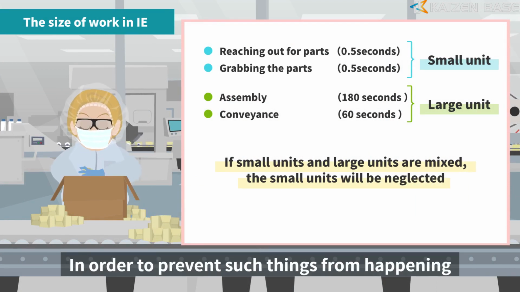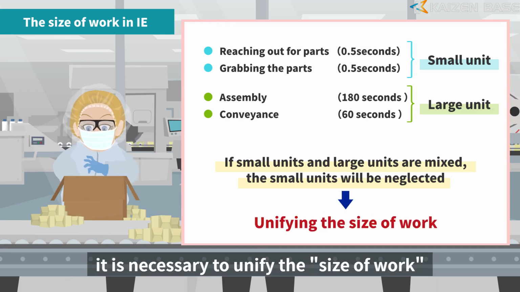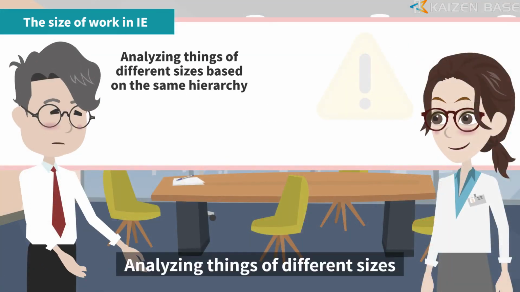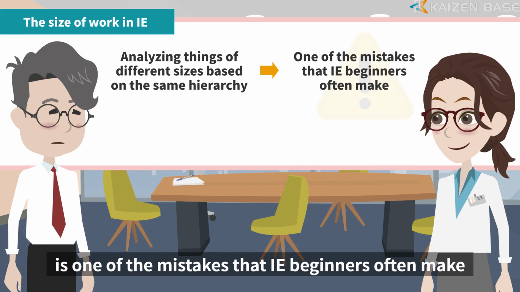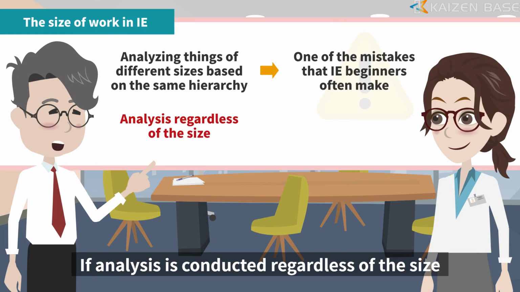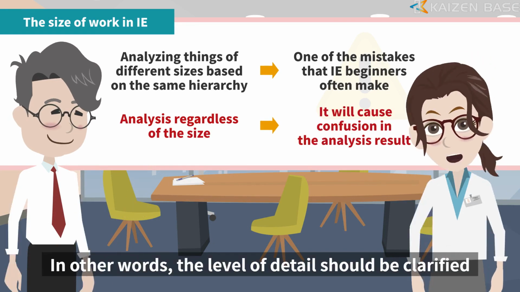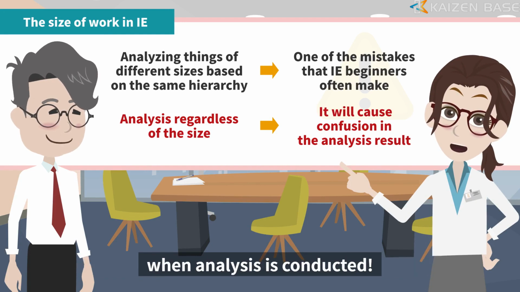In order to prevent such things from happening, it is necessary to unify the size of work when performing analysis. Analyzing things of different sizes based on the same hierarchy is one of the mistakes that IE beginners often make. If analysis is conducted regardless of the size, it will cause confusion in the analysis result. In other words, the level of detail should be clarified when analysis is conducted.